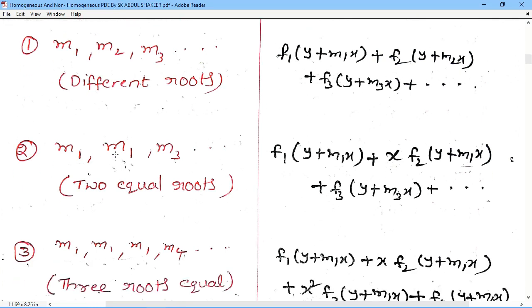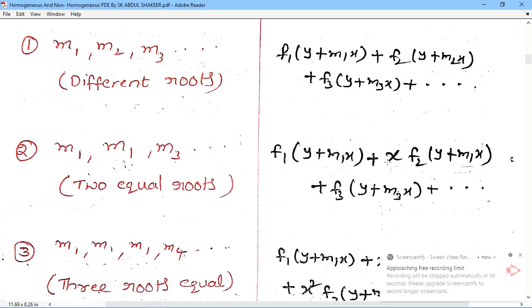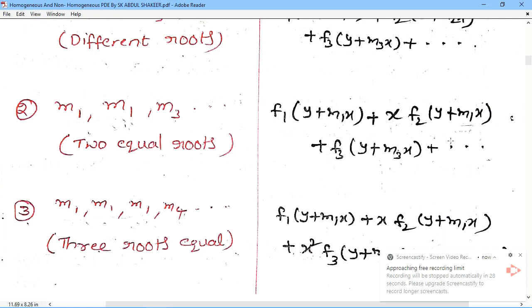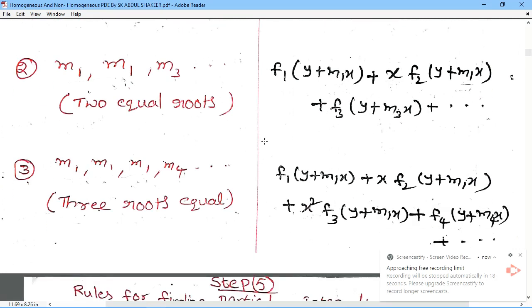Suppose two roots are equal, that is m1 equal to m2. Then we write the complementary function as f1(y + m1x) + x f2(y + m1x) + f3(y + m3x). Here we just take an extra factor x. Suppose three roots are equal, m1 equal to m2 equal to m3.